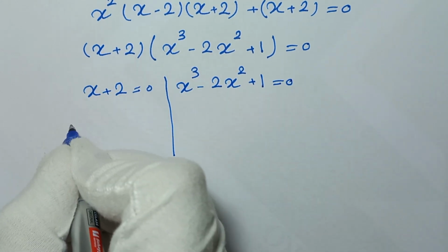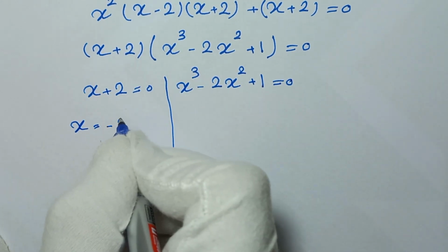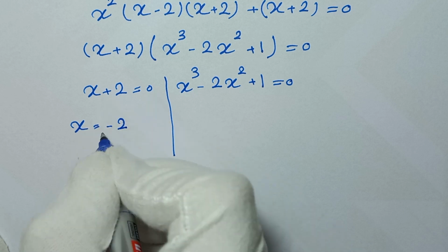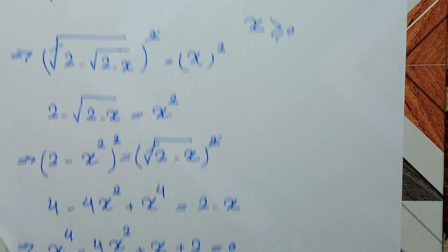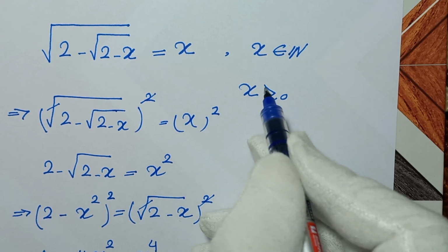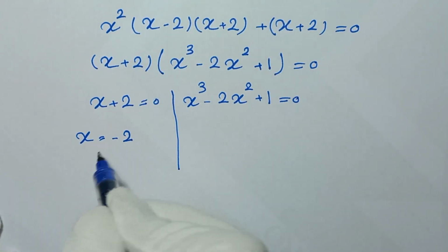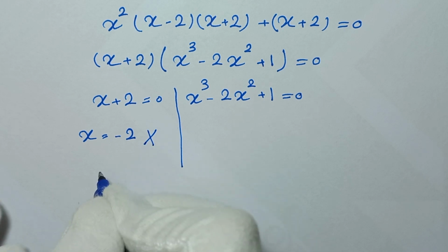From here, x is equal to negative 2, right? Moving this to this side will be negative 2. But from our condition, x should be greater than or equal to 0. So here, negative 2 is less than 0, so we reject this answer.